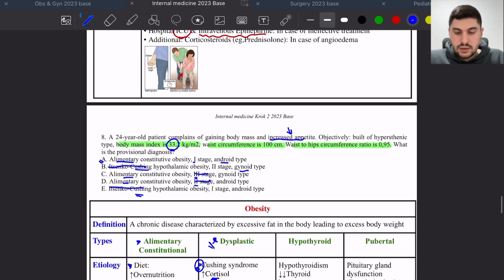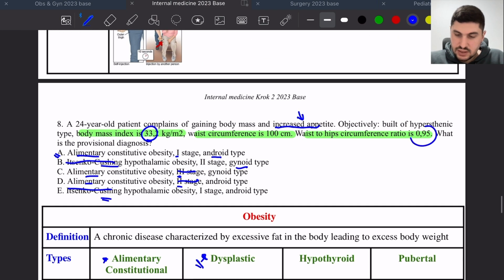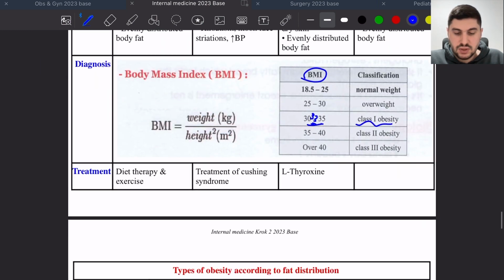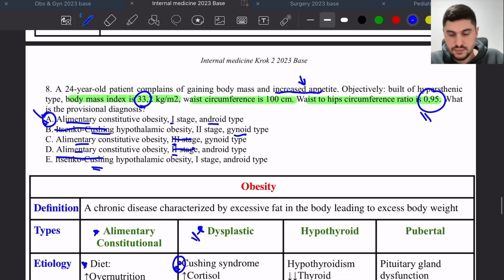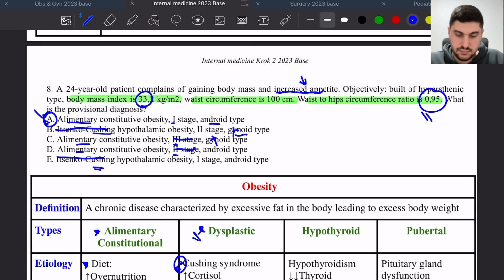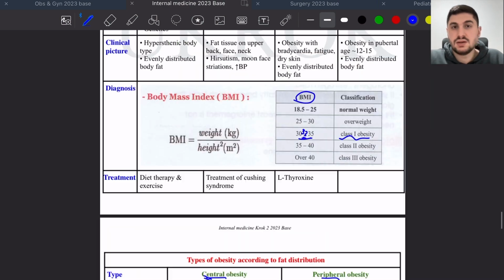Then here in the question we have it as 0.95. So it means that we have here abdominal type of obesity or android or apple. Then this is android obesity rather than gynoid. Right, so the answer is A.